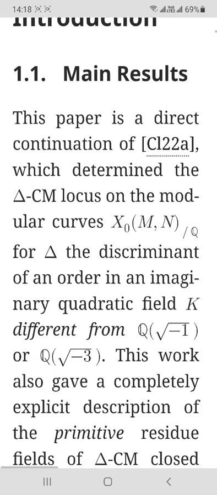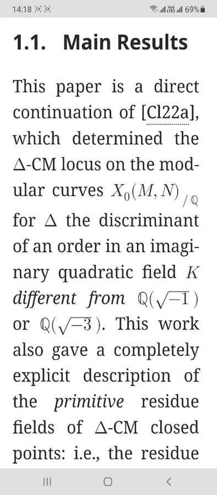1. Introduction. 1.1 Main results. This paper is a direct continuation of CL22A, which determined the delta CM locus on the modular curves X0(m,n) over Q, for delta the discriminant of an order in an imaginary quadratic field K, different from Q adjoining the square root of -1, or Q adjoining the square root of -3.